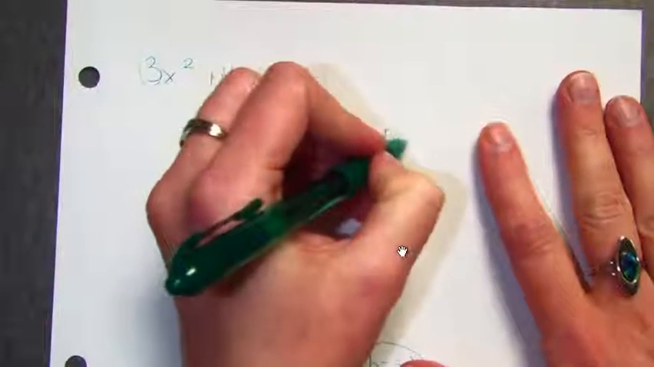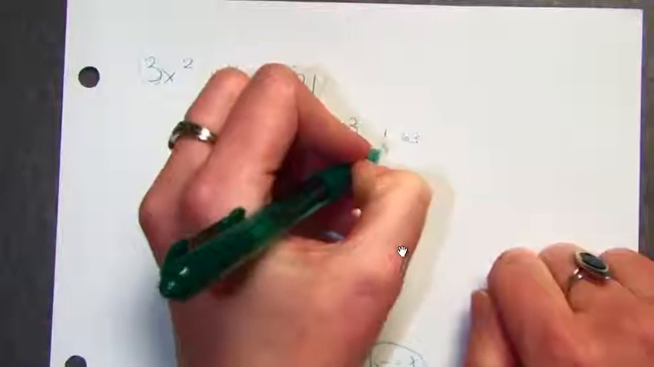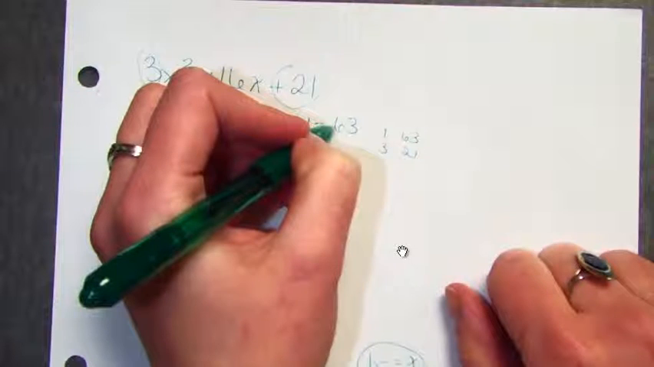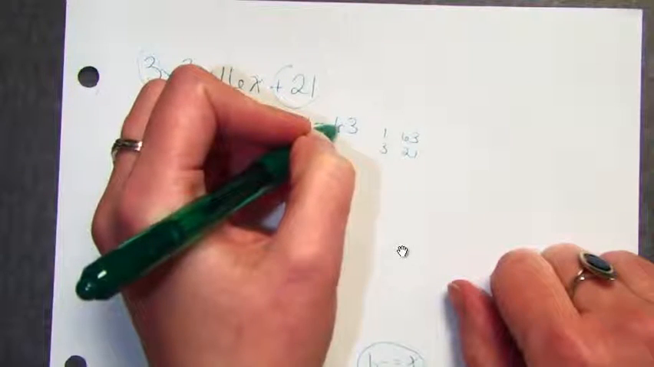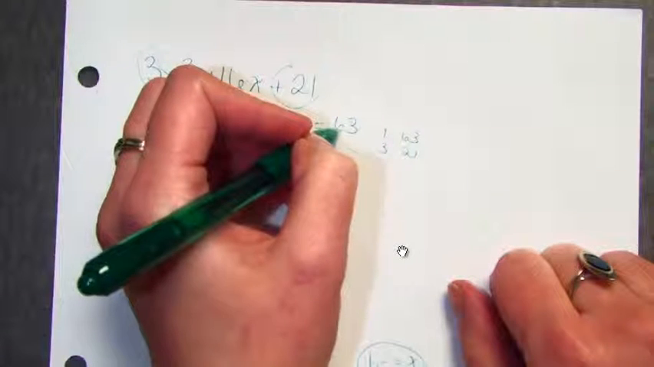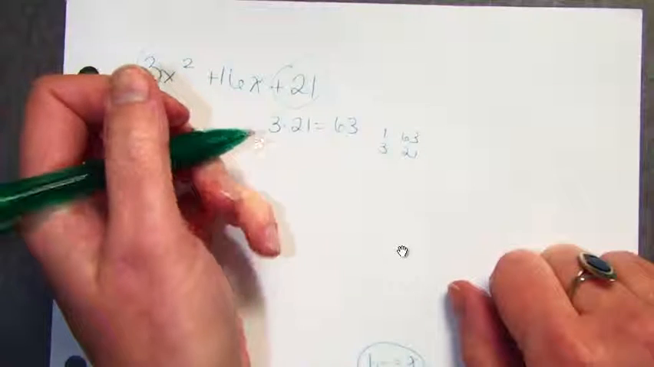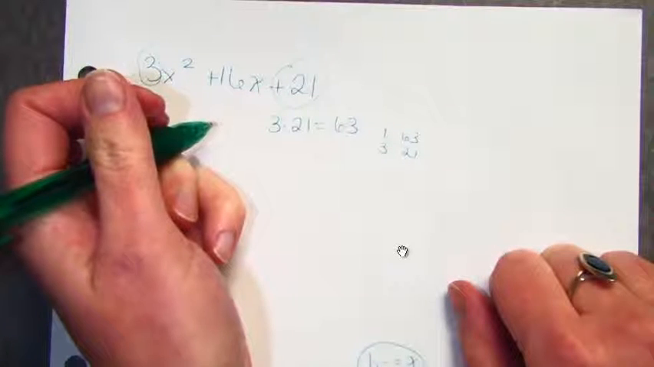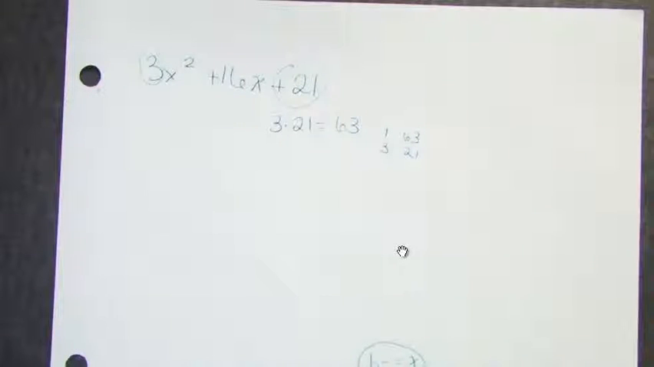Let's see, I have 1 and 63. 2 is not going to work because it's an odd number. 3 and 21. 4 doesn't work. 5 doesn't work. 6 doesn't work. 7 doesn't work. 8 doesn't work. Let's see. Let's double check these. I might be missing one. It's okay to go to your calculator for some of this stuff.